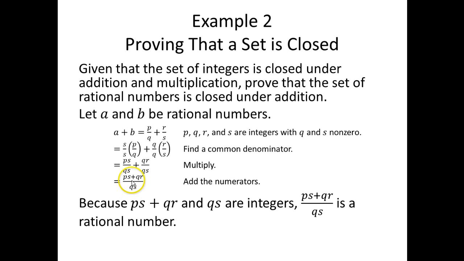Because I know that ps plus qr are integers. Not only that, but I know that qs is also an integer. So if this is an integer here, this expression is an integer, this is an integer, then that means that this is a rational number. Okay, so this means that a plus b is a rational number.